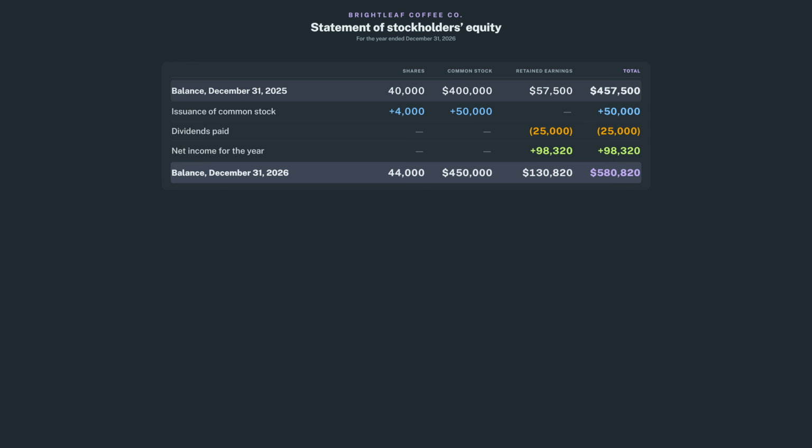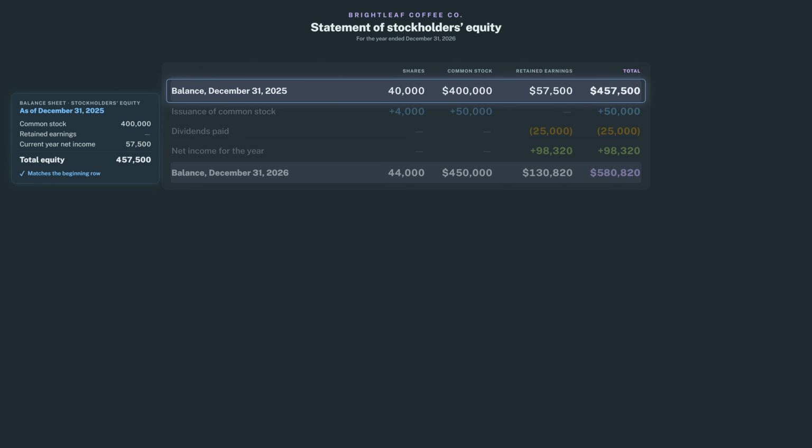And if we now look at the statement of owner's equity for Brightleaf in 2026, you'll see those exact amounts. Across the top, each column represents an account within owner's equity on the balance sheet, with the total listed at the far right. And then the top row shows the beginning amounts in 2026 for each account, which will match the balance sheet amounts as of December 31st, 2025. And sure enough, if we put them up side by side, you can see they do. Then we have a list of all the things that caused owner's equity to change during the year.